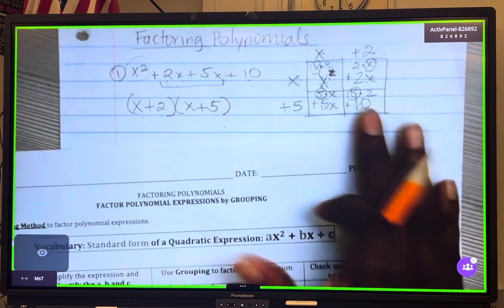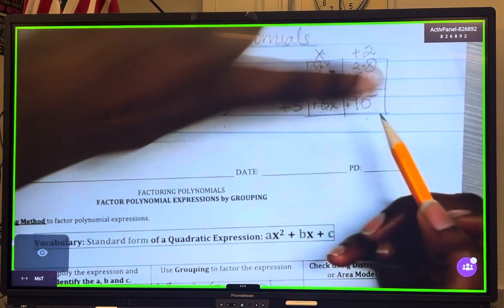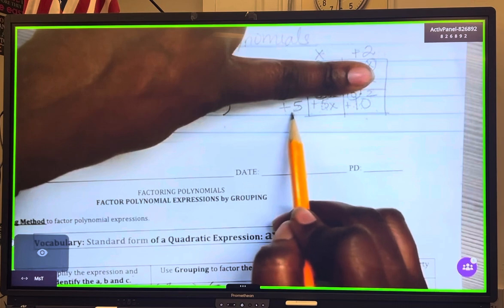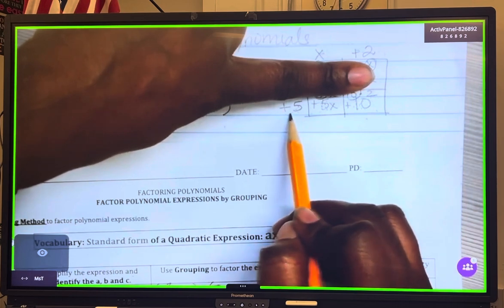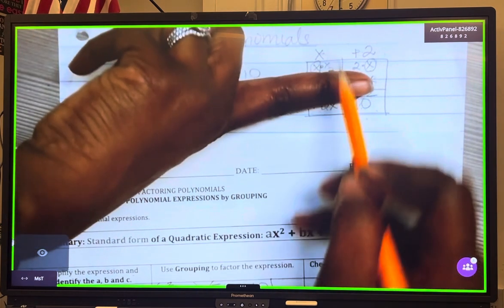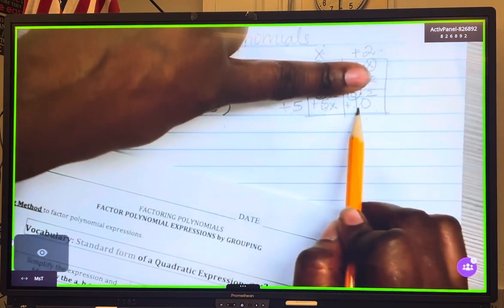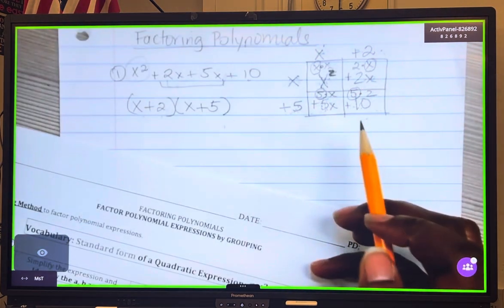Same thing. Watch this. What happened? Pretend this part is not here, right? I pulled out a 5. Y'all see that? Put a 5 out of these two. What was left? An x out of this one, and what? A positive 2 out of this one. Do you see that? It's the same exact thing we've been doing.